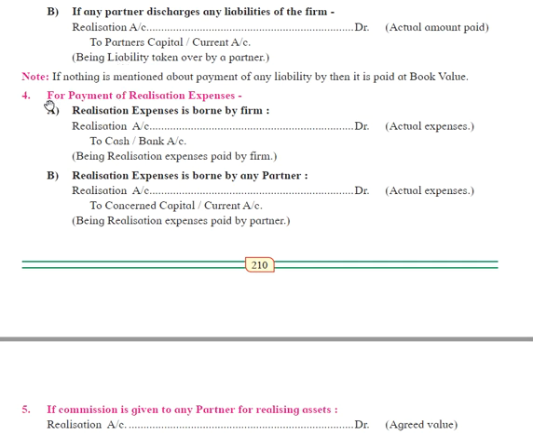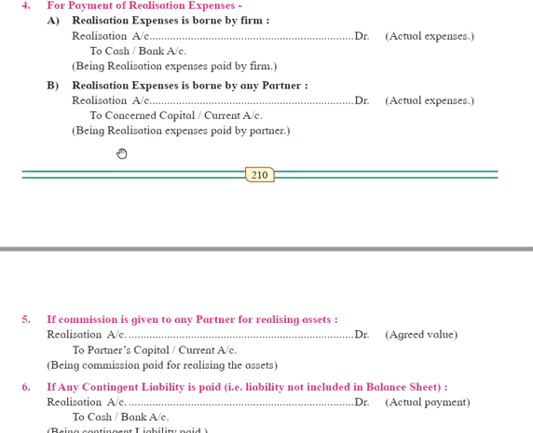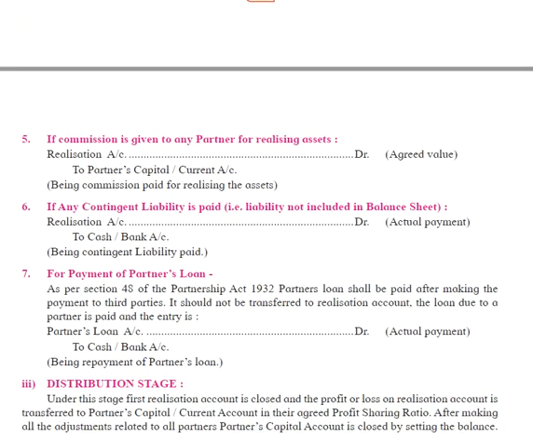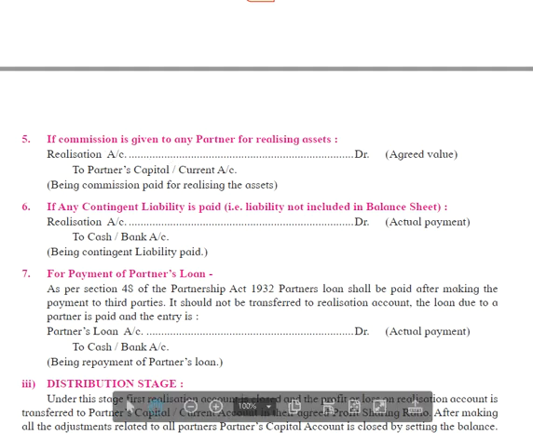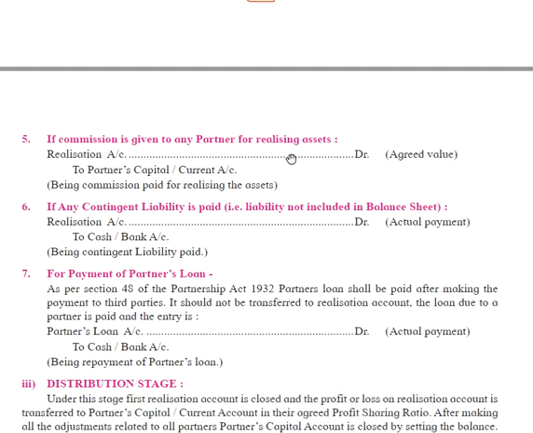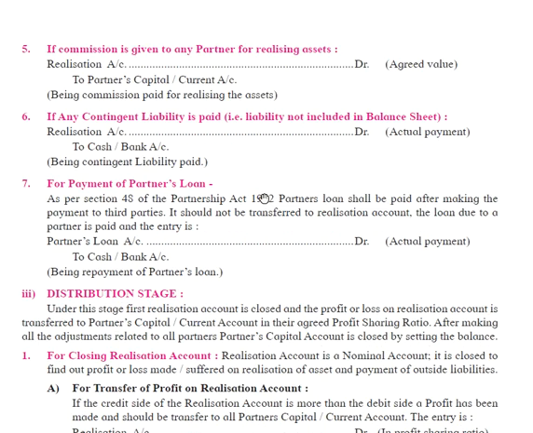The fourth one is for payment of realization expenses. If realization expenses are borne by the firm: realization account debit to cash or bank account. If realization expenses are borne by any partner: realization account debit to the concerned capital or current account. If commission is given to any partner for realizing assets, in that case realization account debit to partner's capital account or current account, for commission to be paid for realizing the assets.